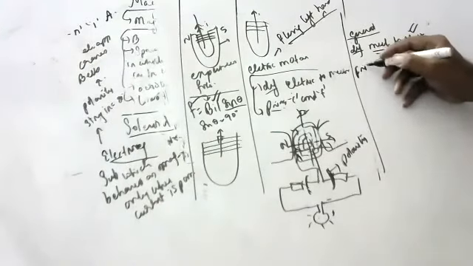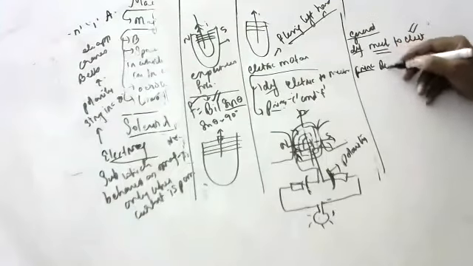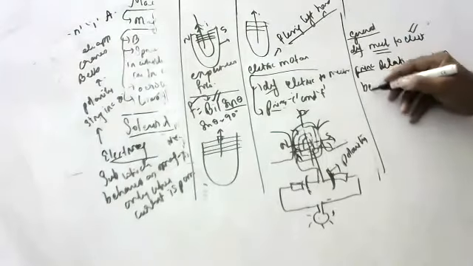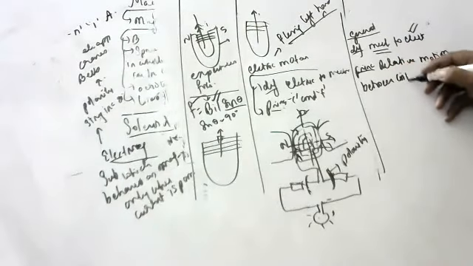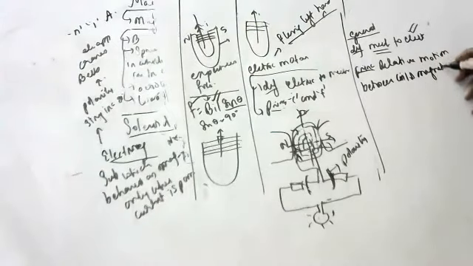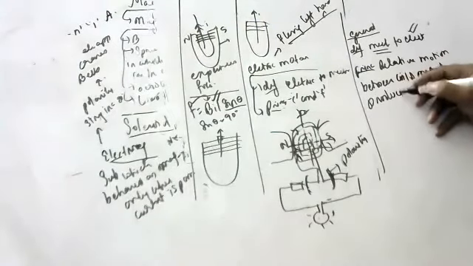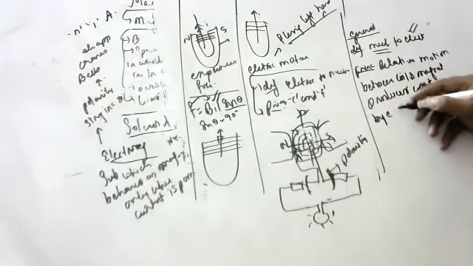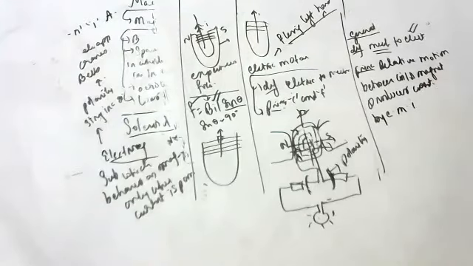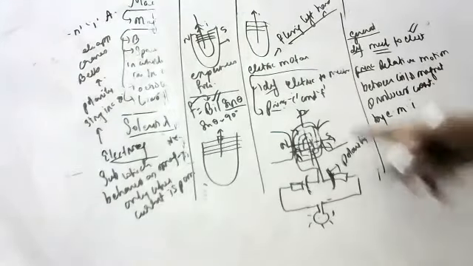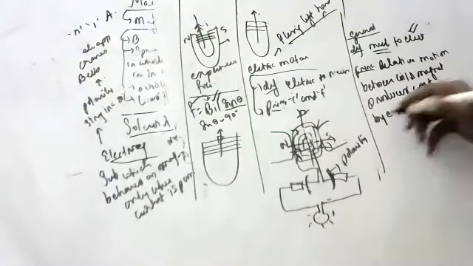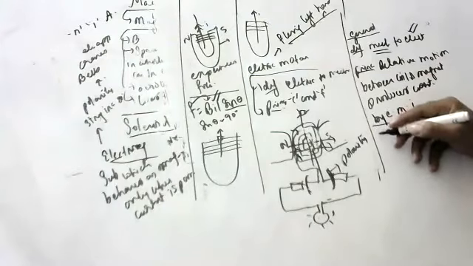And what is the principle, children? Relative motion between coil and magnet. Relative motion means anyone should rotate, either you rotate this or this. Relative motion between coil and magnet produces current by electromagnetic induction. Okay, that is the principle. And the definition I told, and the diagram I told.